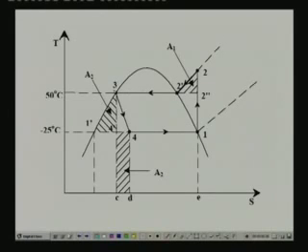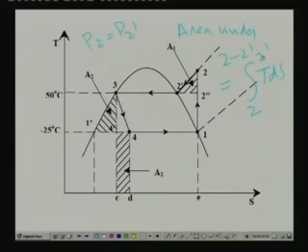Process 2 to 2 dash is an isobaric process, that means P2 is equal to P2 dash, and remember that we know all the entropies and all the state point properties are known to us. So area under the curve 2 2 dash is nothing but integral TdS from 2 to 2 dash. And from thermodynamic property relations we know that TdS is equal to dH minus VdP. So if you apply this relation to this particular process 2 to 2 dash, you find that VdP is equal to 0, because the pressure does not change during this isobaric process.